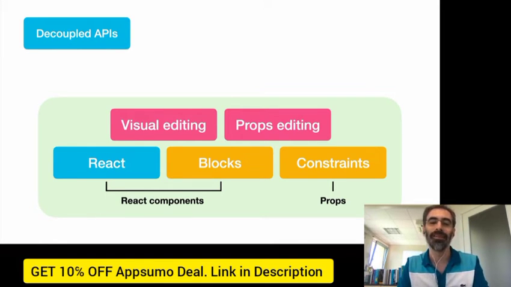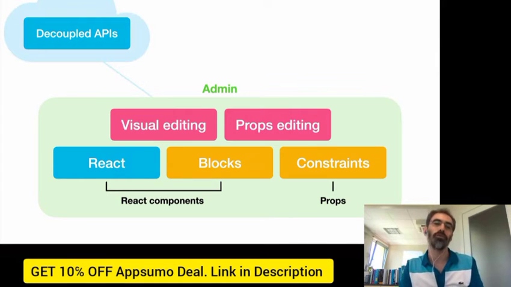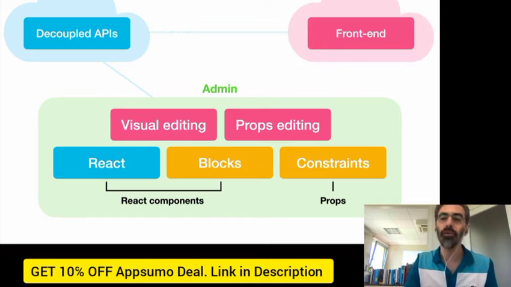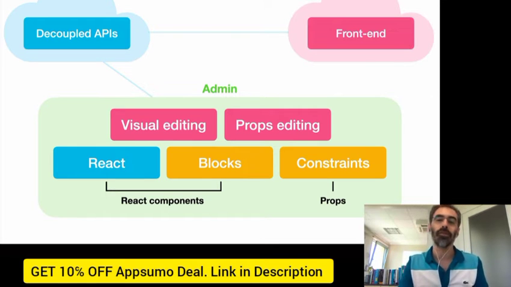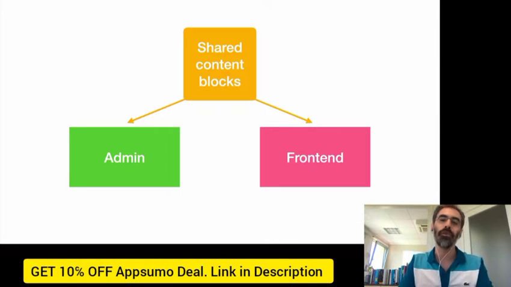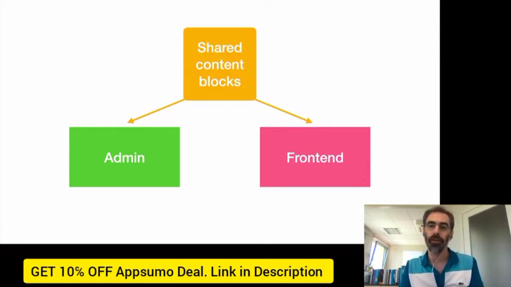And so I built this admin interface, and then we created APIs to store the content, and we created a front end. And this front end, given the same JSON from the APIs, render exactly what you saw in the admin interface. How is it possible? Well, it is possible if we have shared content blocks, so in our case, shared React components that represent our content blocks, which are in common between the admin and the front end.